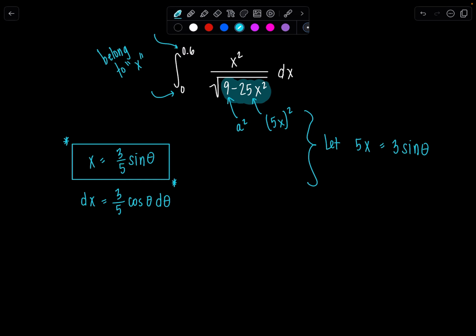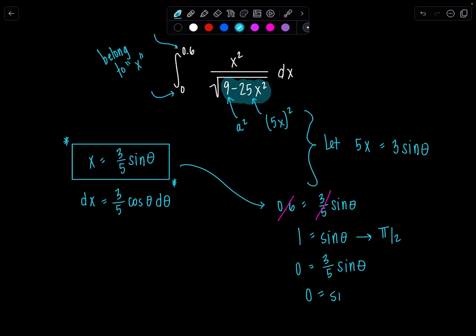So 0.6, you guys, that's 6/10, which is 3/5. So maybe that decimal scared you, but it was done out of great kindness. So 0.6 equals 3/5 sine theta, but 0.6 is also 3/5, so that cancels out. So then I just have 1 equals sine theta. When does sine theta equal 1? At pi/2. And then the other limit is 0. 0 equals 3/5 sine theta. That means sine theta is 0. When does that happen? At 0.